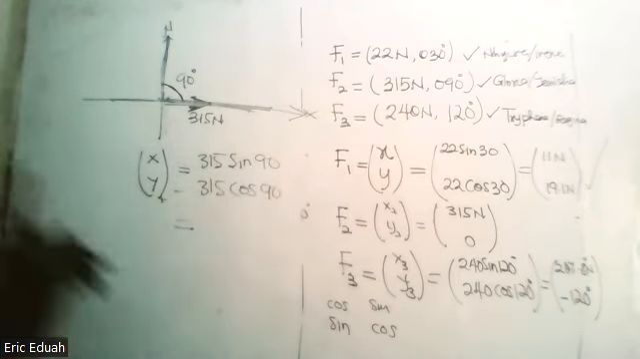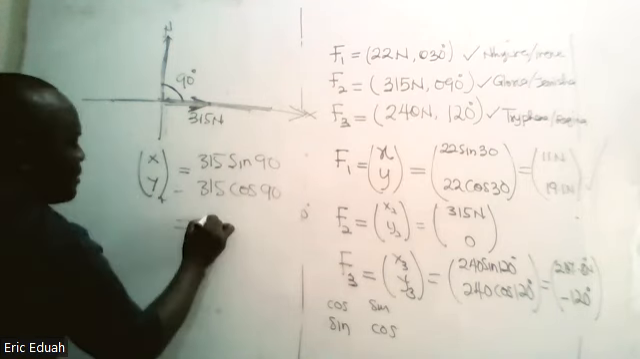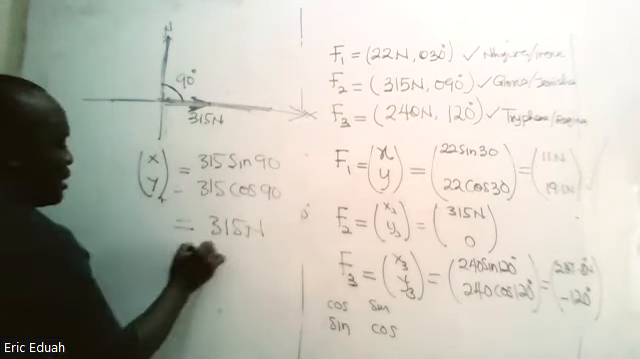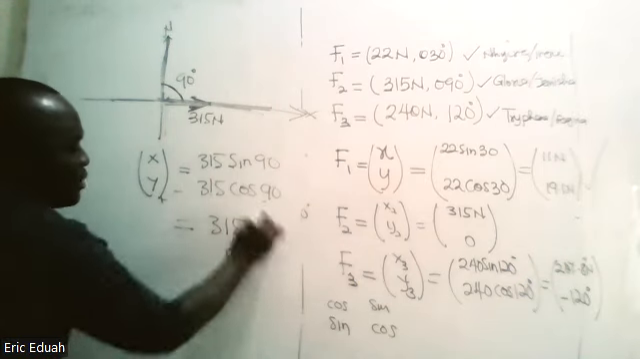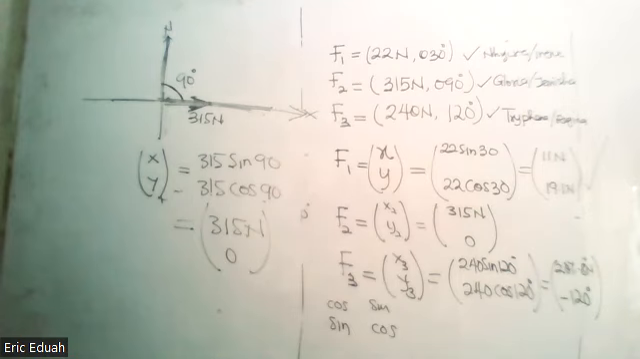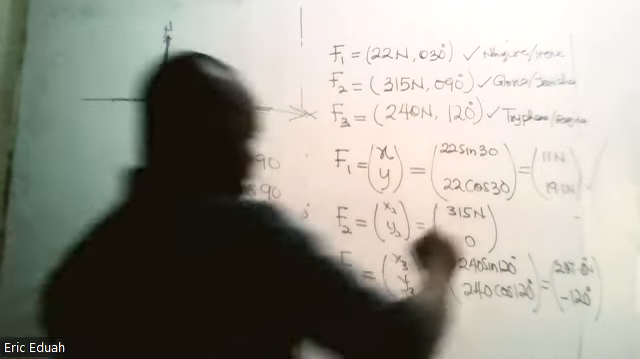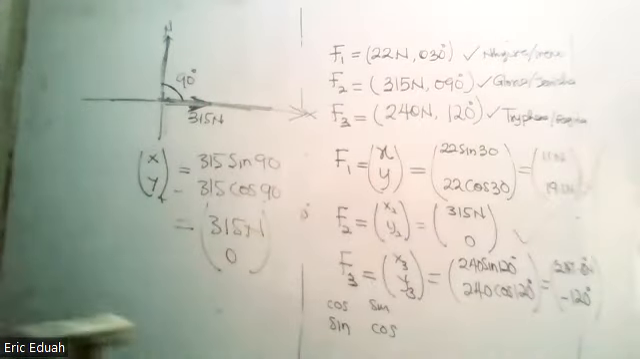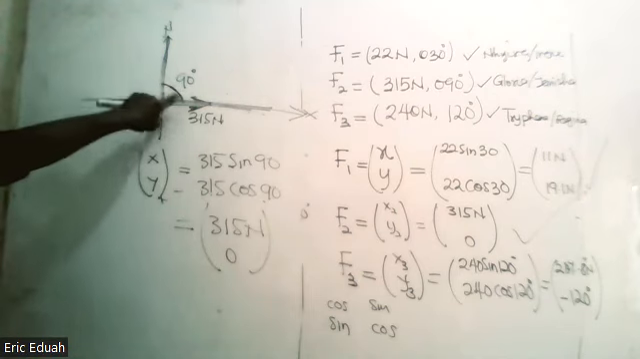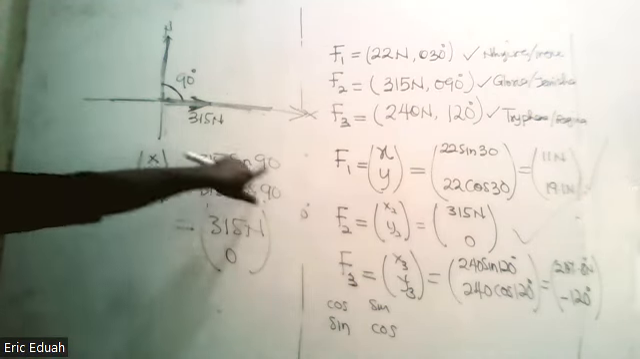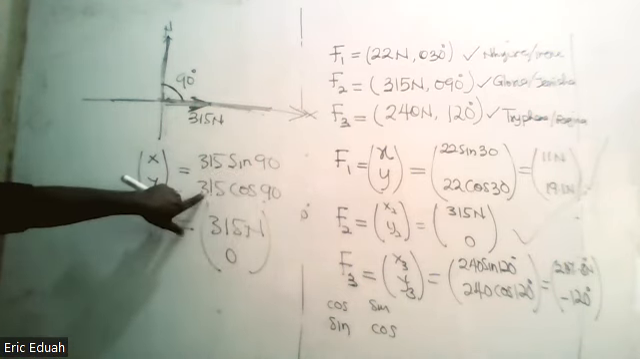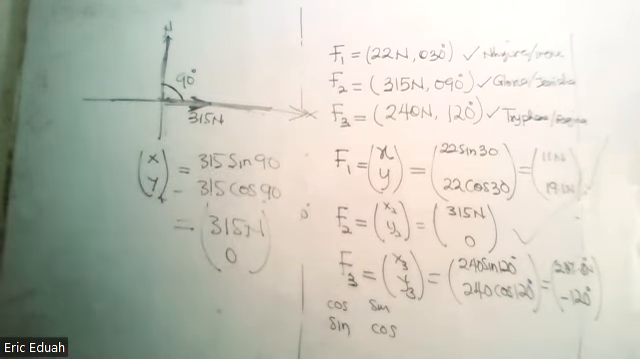And sine 90 is 1, so the horizontal component becomes 315 Newton. Then cos 90 is 0. I think Gloria and Trifina also got it right. Kudos to you. Because you are using the angle it makes with the y-axis, 90, 315 sine 90, then 315 cos of 90, giving us 315 as against 0.